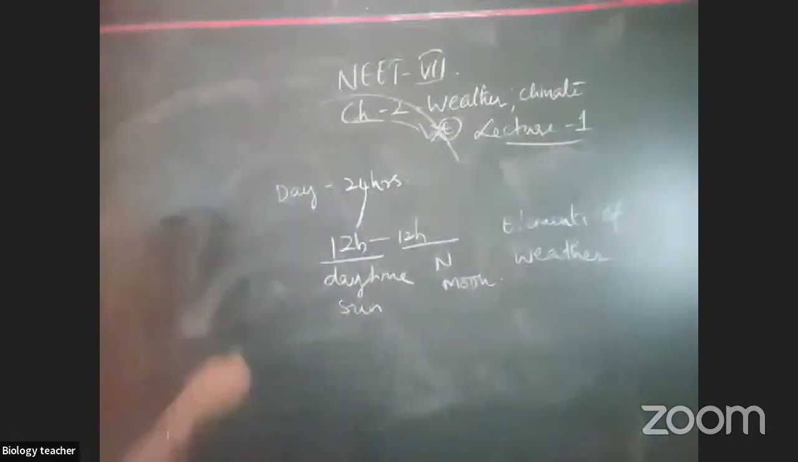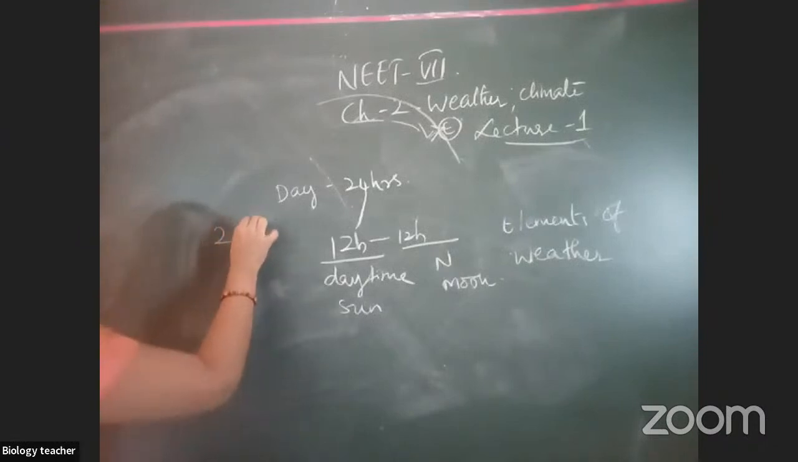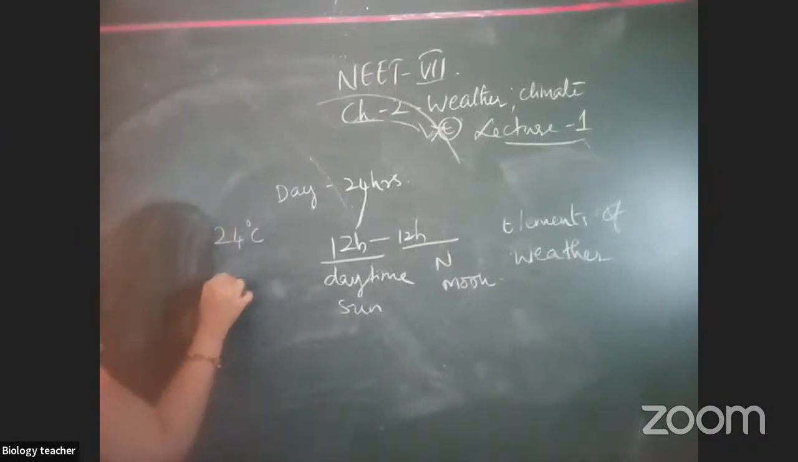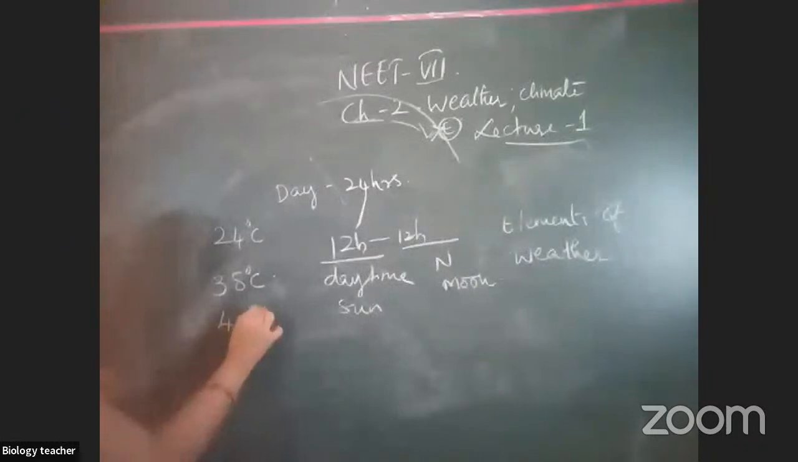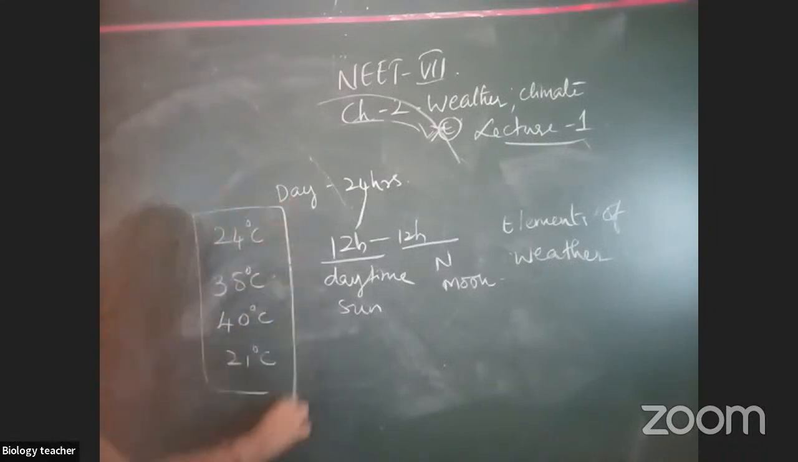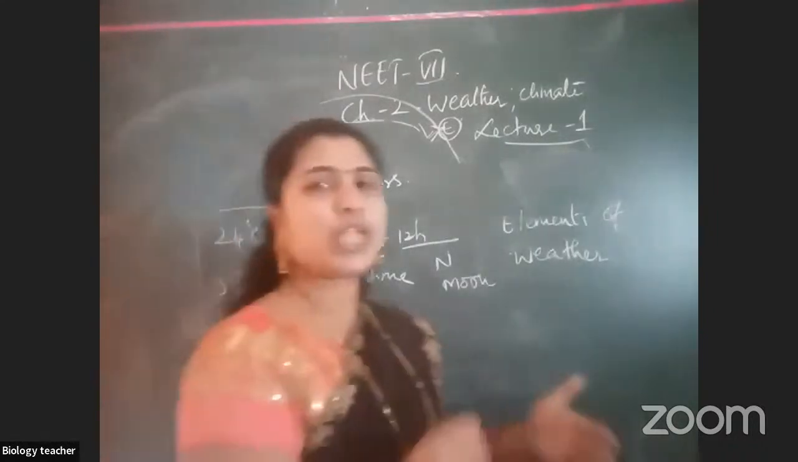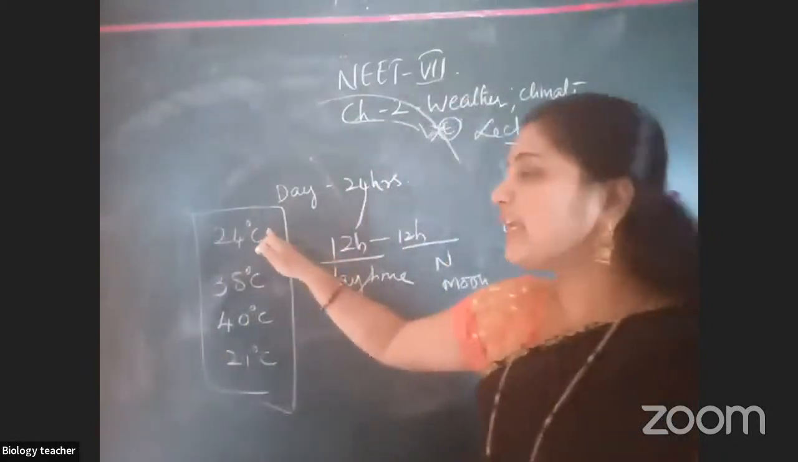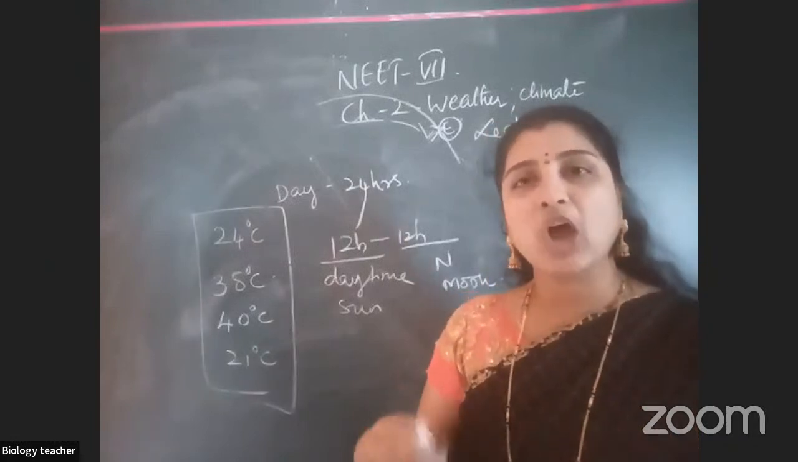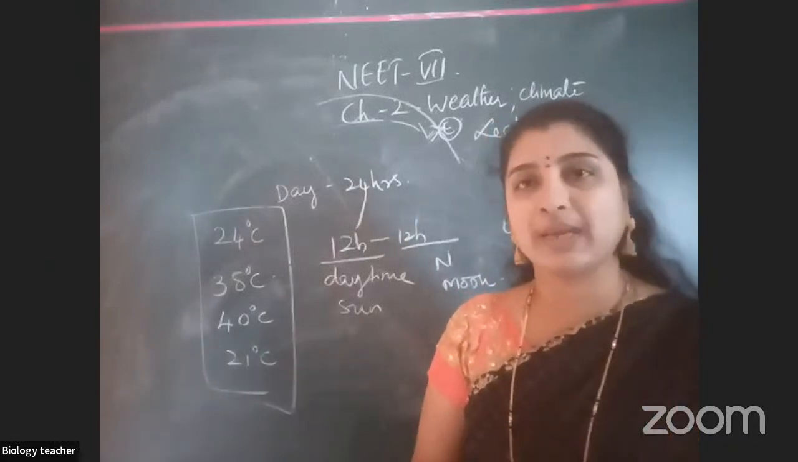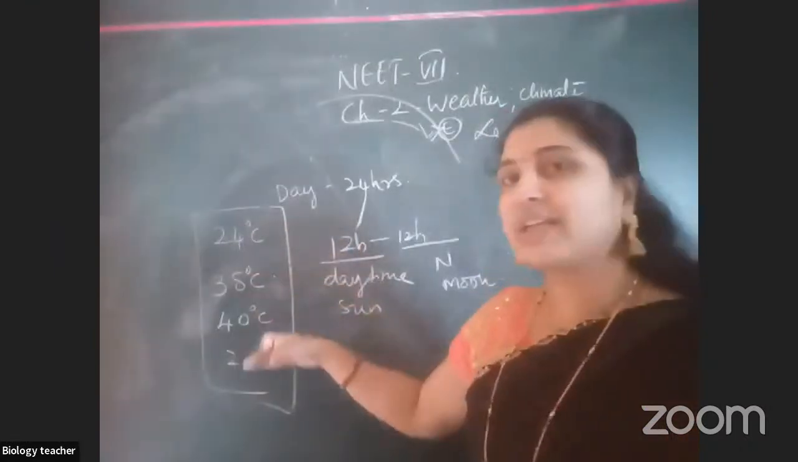For example, in the morning, we have recorded 24 degrees Celsius. In the afternoon, it is 38 degrees Celsius. And in the mid-afternoon, at 3 p.m., it is 40 degrees Celsius. And in the night time, it is 21 degrees Celsius. Means the temperature is gradually changing. The degree of how much hot we are feeling and how much cool we are feeling is known as temperature.